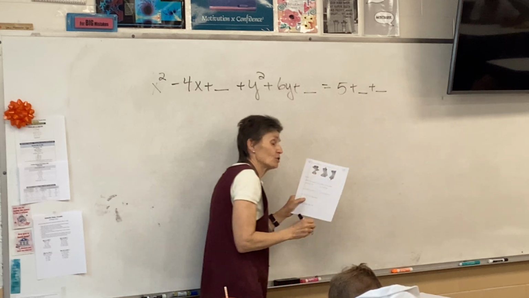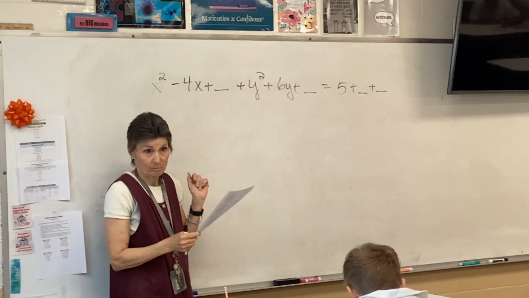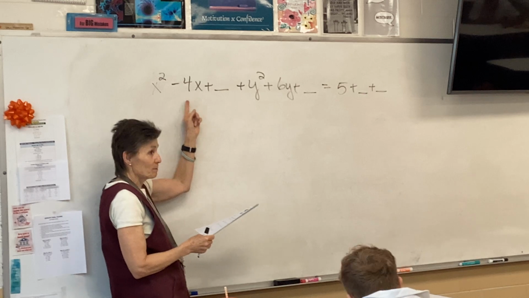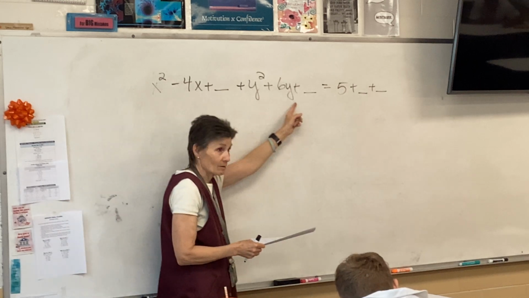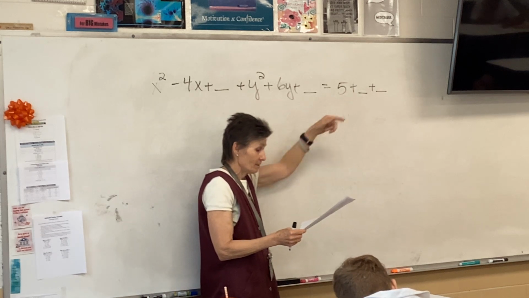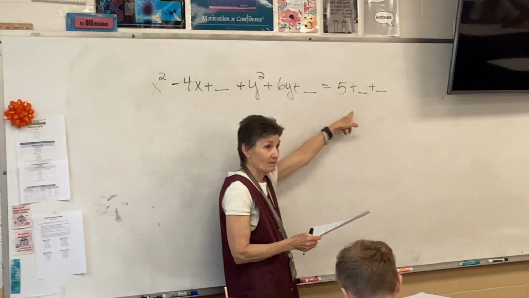Let's talk about the changes I made when I wrote my equation down. Okay, so first of all, do you see how I grouped my x's together and my y's together? I took the 5 and added it over to the other side, so it became positive 5 on the other side.